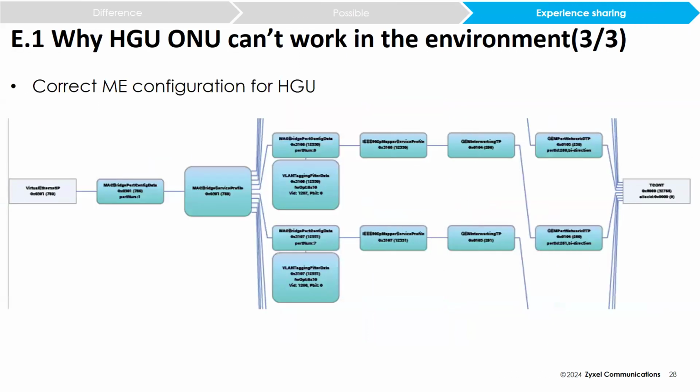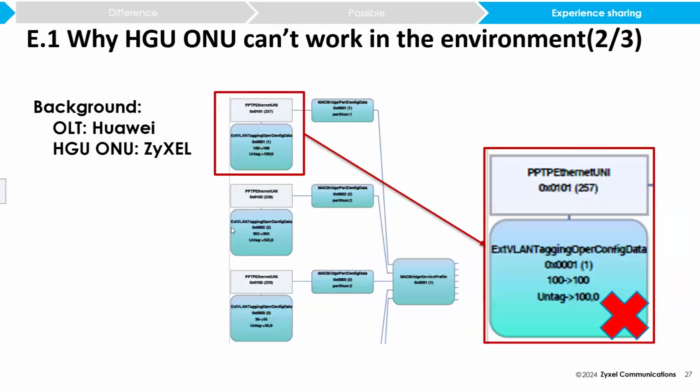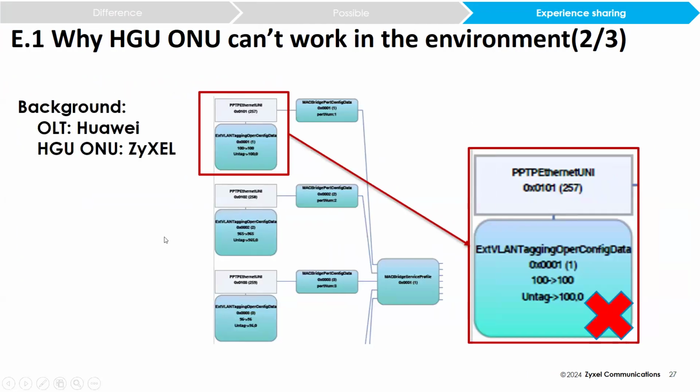And if the configuration is correct, we should see a graph like this. The graph shows a VEIP, and it shows here. Because the ONT devices we use at the moment are the HGU ones, we should see the VEIP as an ME on our ONT devices rather than PPTP ones in this graph.